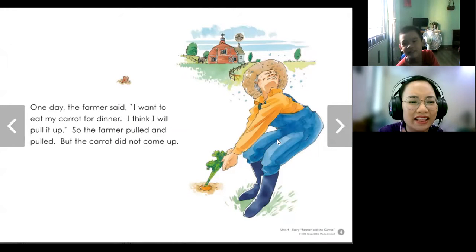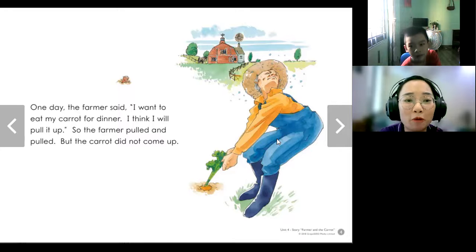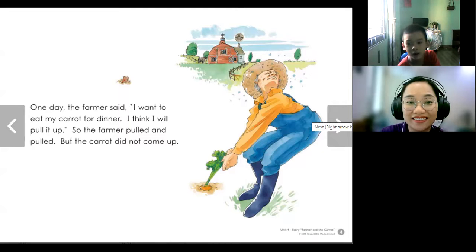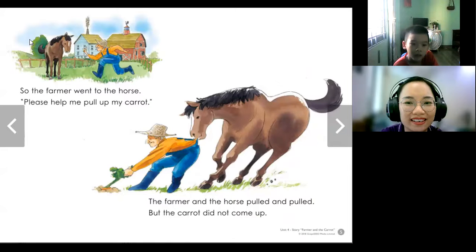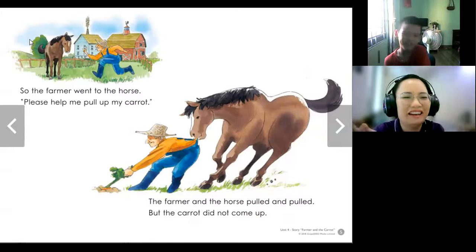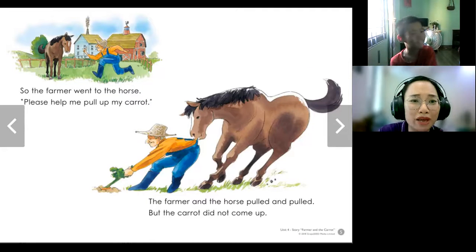Yes. And then who did the farmer go to? The farmer went to the horse. Yes, the horse. And what did he say to the horse? The farmer said, "Please help me pull up my carrot." Very good. Did the carrot come up? The carrot did not come up. Okay. It was too big, right?